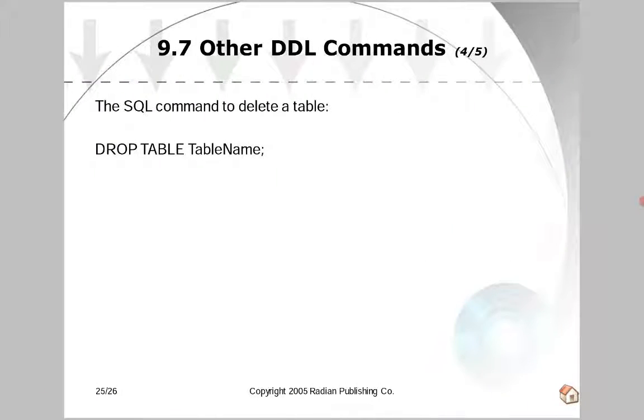Another DDL command is drop table. Drop table is used to delete a table. So what is the difference between delete and drop table? The delete command is used to delete some or all the records from a table, whereas drop table is used to drop or delete the entire table including records and table structure. So drop table is mainly used to delete all the records including the table and its structure.